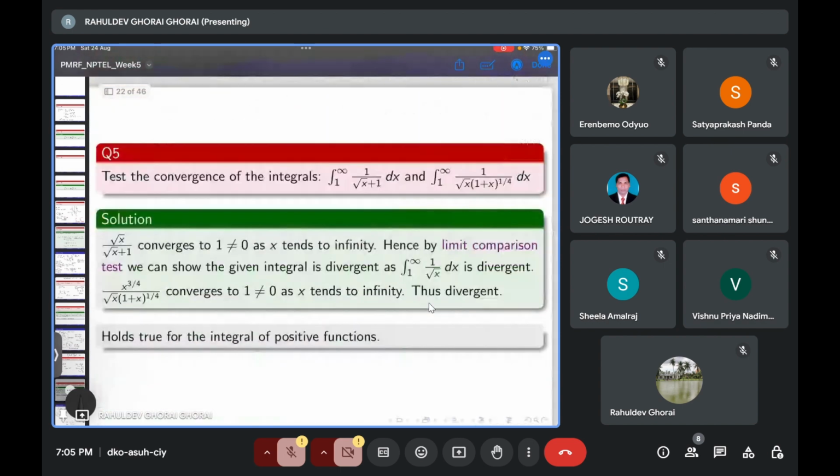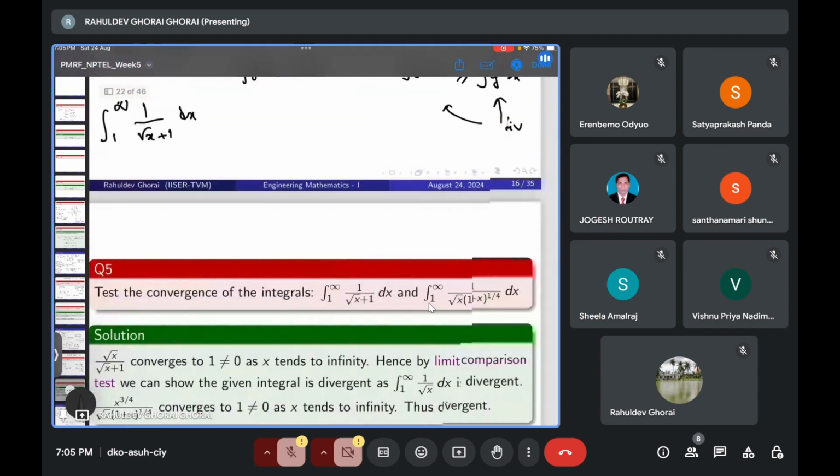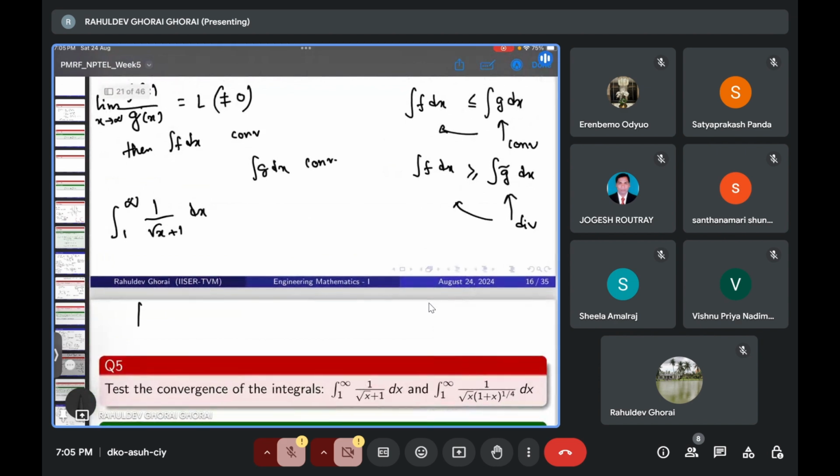So try to do the second one like this. This is the integration from 1 to infinity of dx over square root of x times 1 plus x to the power 1 by 4. I'll just wait for a few minutes for your reply. So what is the g(x)? Mainly tell me how you take the g(x) so that the f(x) over g(x) limit will be a non-zero finite number.